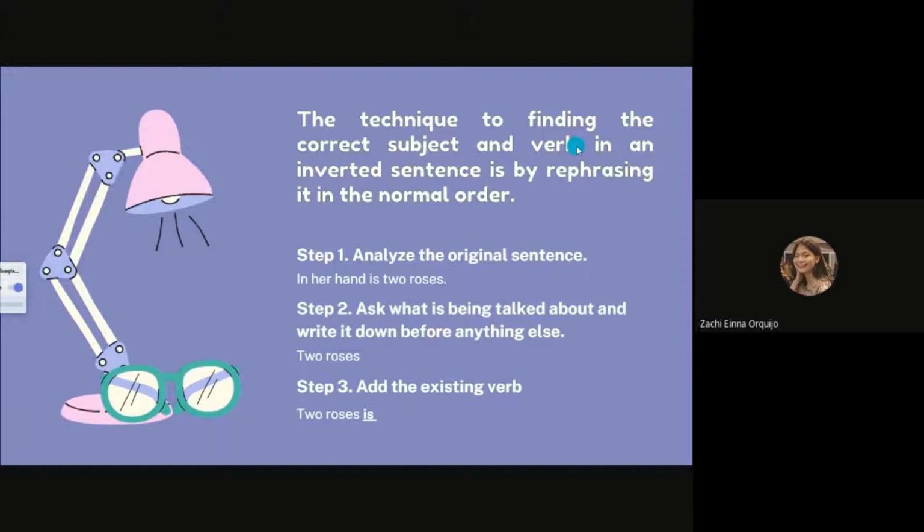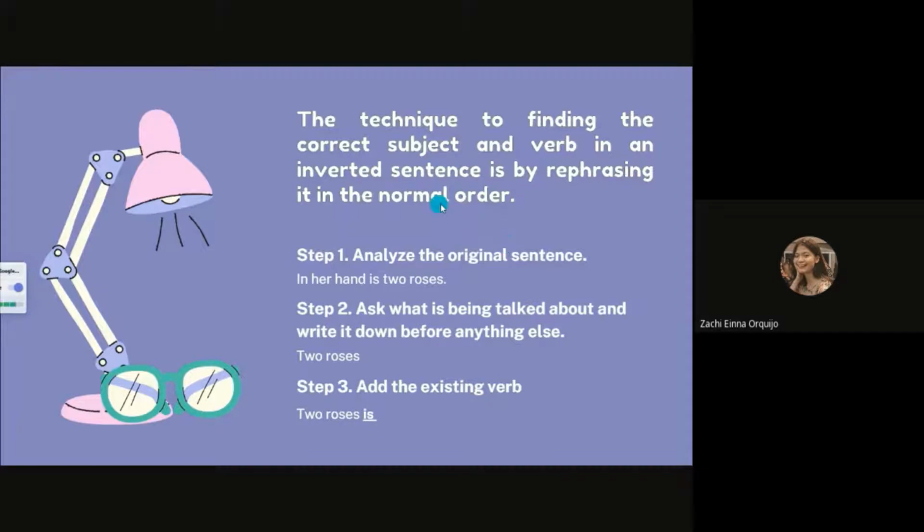So the technique to finding the correct subject and verb in an inverted sentence is by rephrasing it in the normal order. So ano nga ba pag sinabi nating normal order? So yung normal order ay yung nauuna yung subject bago yung verb. Okay? Kasi nga pag sinabi nating inverted sentence, nauuna yung verb kaysa kay subject. Pero yung normal order na pinag-uusapan natin dito, yung sentence na nauuna yung subject pati yung verb.